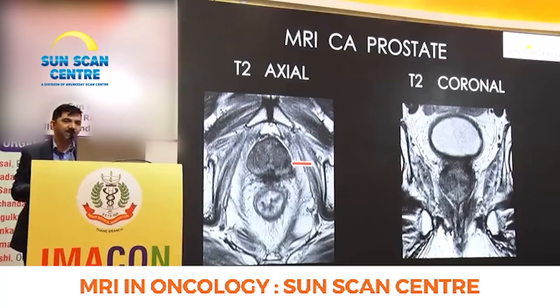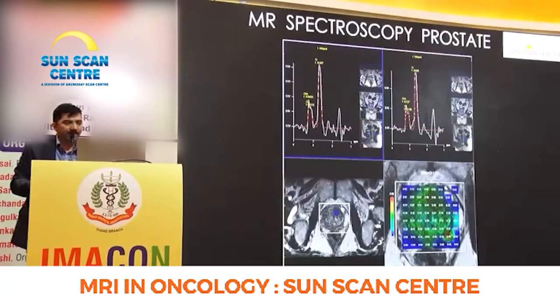So even such a small area which is shown by the arrow can be picked up, and the T2 sequence which is demonstrated here is the one which we look for diagnosing CA prostate. So on the T2 sequence, the malignancy looks as a dark signal as is shown here. And we can do a spectroscopy in the prostate as well, which is also extremely accurate, where we get two peaks, the citrate which is a normal metabolite, and choline again which is metabolite of malignancy.